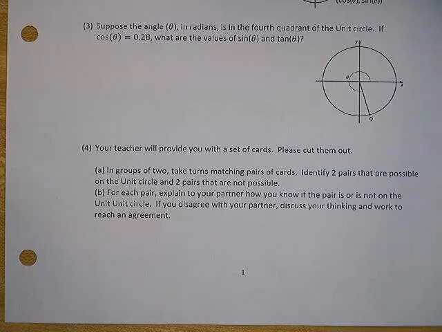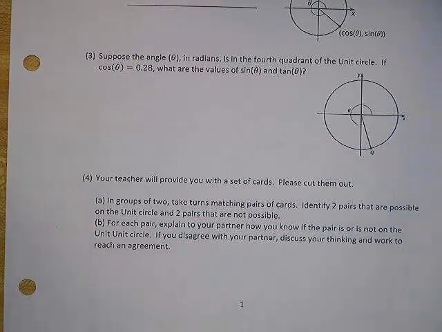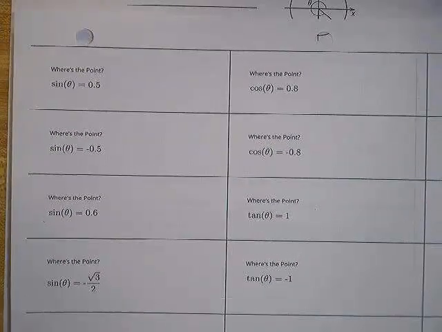So beginning with problem number 4, your teacher will provide you a handout with a bunch of pieces that need to be cut out. As the directions state, in your groups of 2, you're going to take turns matching pairs of cards. Identify 2 pairs that are possible in the unit circle and 2 pairs that are not. And then for each pair, explain to your partner how you know if the pair is or is not on the unit circle. So the cards will look something like this.